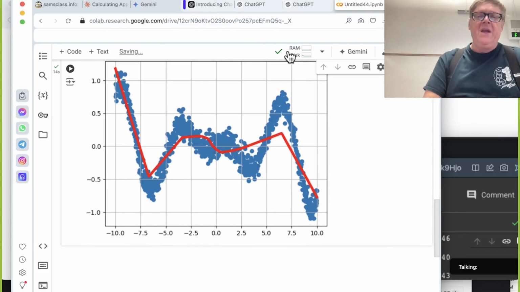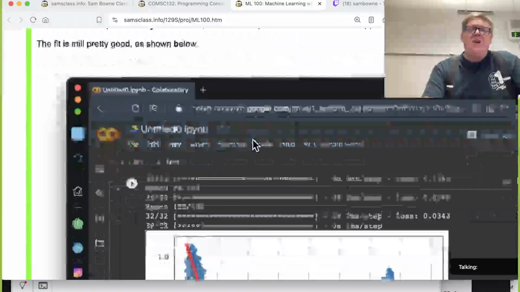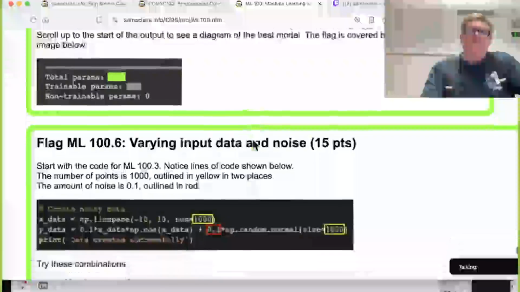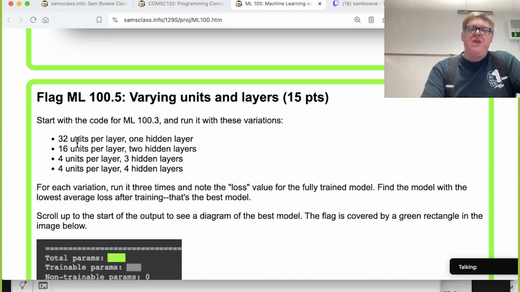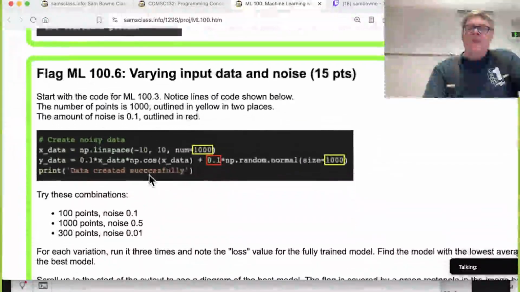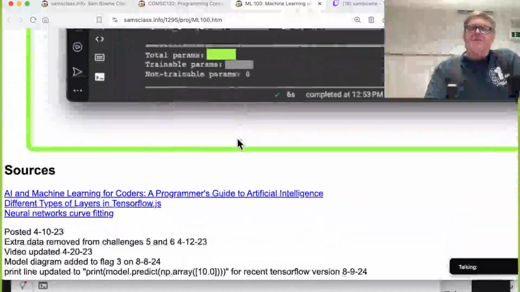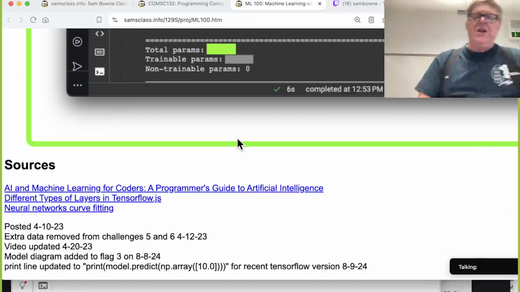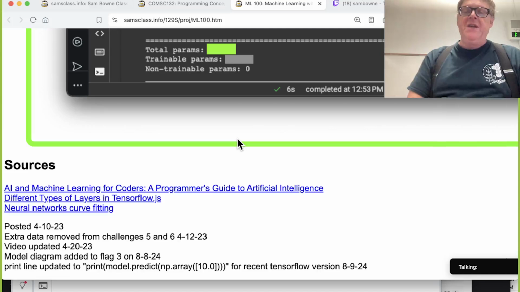So that's something you can play with here to see how well your machine learning works under various conditions. And I've got some flags you can find here. Try various combinations: 32 units per layer, 1 layer, 16 units, 2 layers, 4 units per layer, 3 or 4 hidden layers. See which of these is the best. And you can vary the input data and the noise to see how it affects these. And that gives you a start doing a simple machine learning task. You can see how well it works.